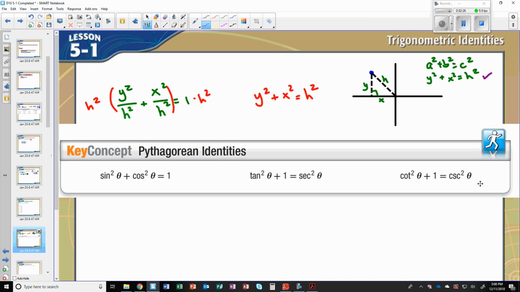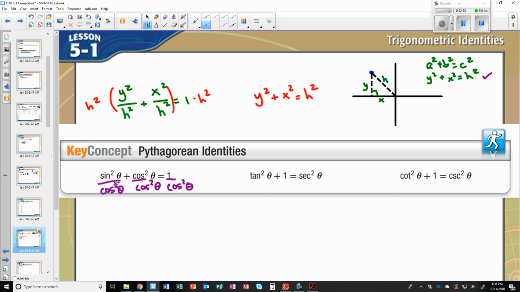Well, it's real simple. To get this formula, tangent squared, remember, sine is y over h, cosine is x over h, tangent is y over x. It's the y over the x. If you divide this by cosine squared, you're doing y squared divided by x squared, which gives you tangent. Now, if you divide this by cosine squared, you'd also have to divide everything else by cosine squared.